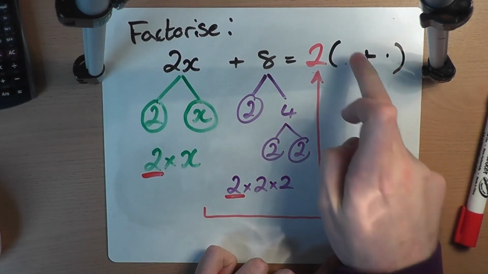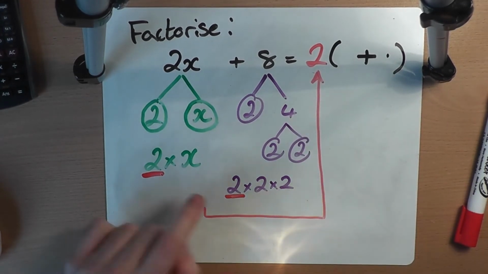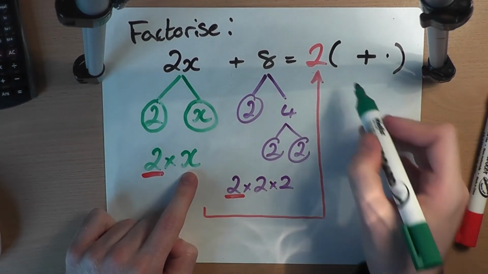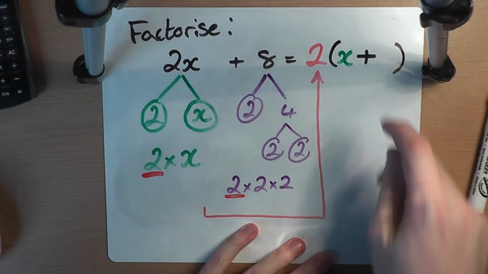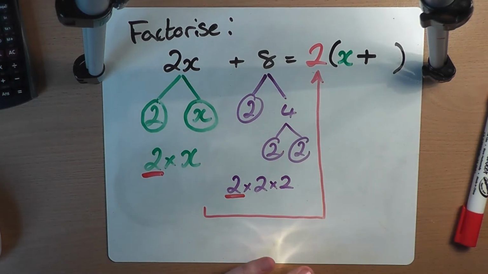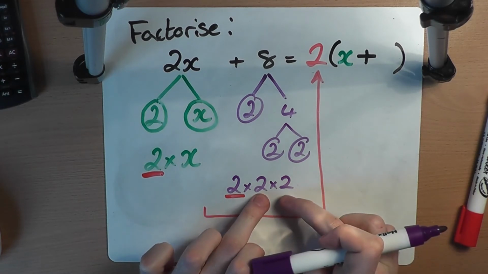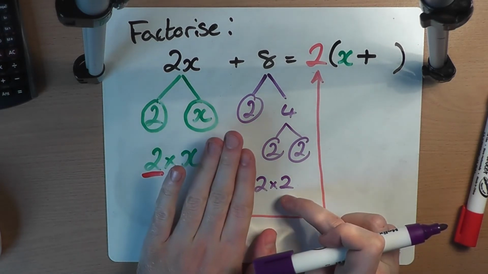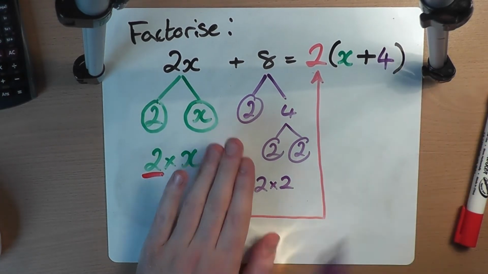The stuff that's left from the green first term is going to go in that space there. What's left that we haven't used? Well, we've used the 2, so the only thing left is the x. In here, the stuff that's left from the purple second term goes in that space there. We've already used this 2 that's been underlined. These 2 here, this 2 times 2 in fact, is what's left. 2 times 2 is 4, and 4 is going to go in that space there.